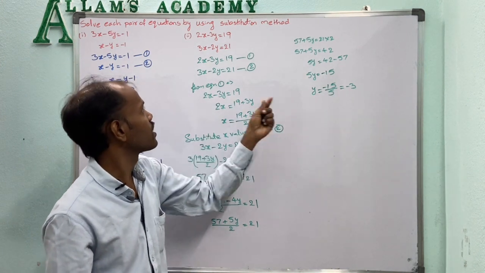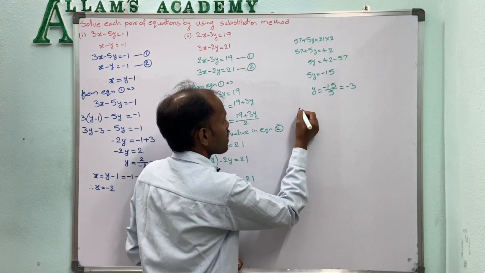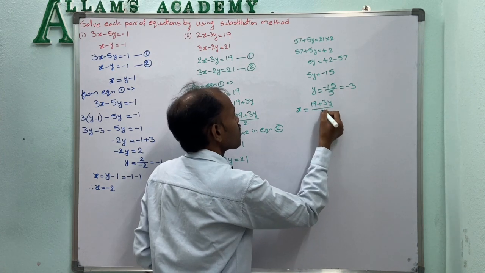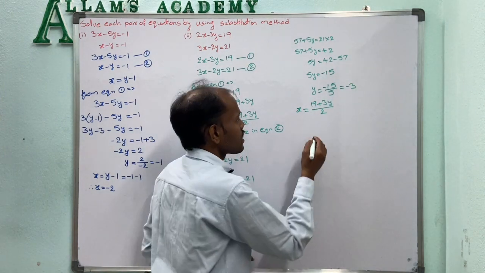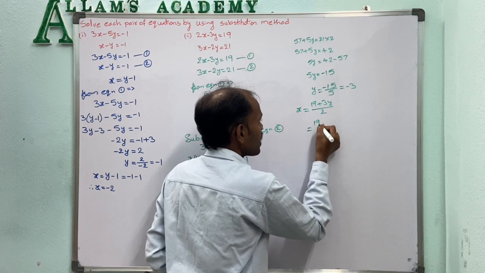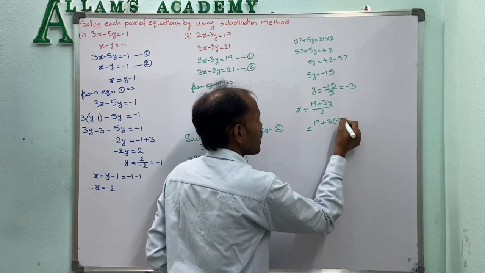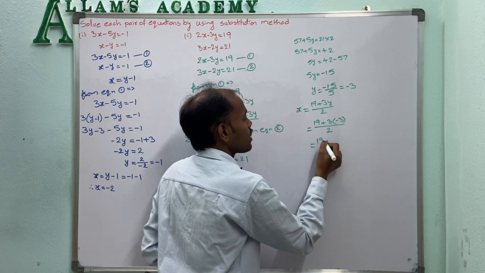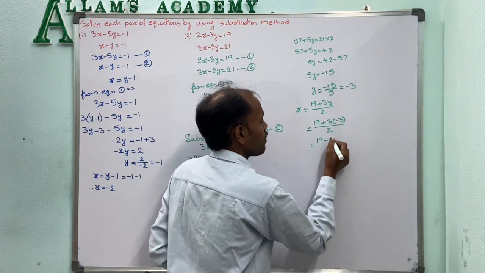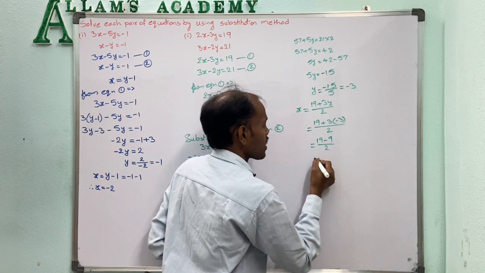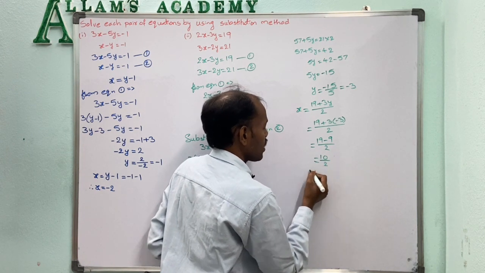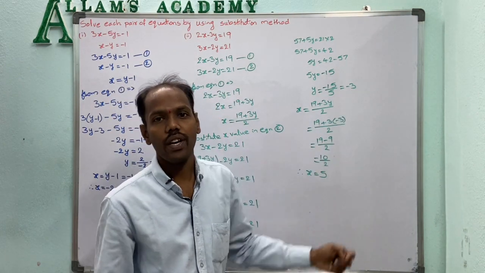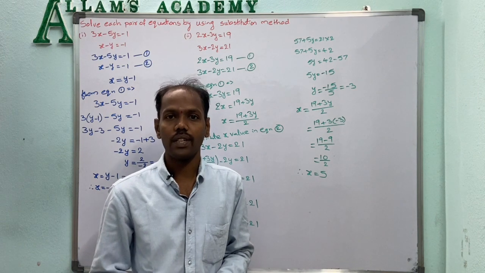Now substituting the y value here, x equal to 19 plus 3y by 2. Substituting y value minus 3, that equals 19 plus 3 into minus 3 by 2. 3 into minus 3 is minus 9. So 19 minus 9 equal to 10. 10 by 2 is 5. So here we get x value as 5 and y value as minus 3.